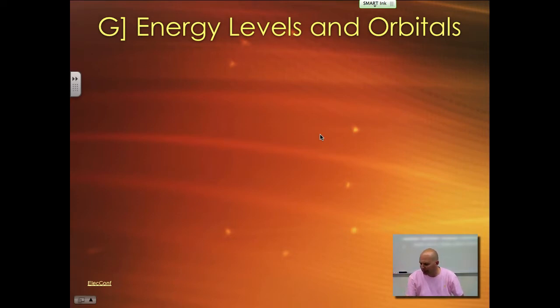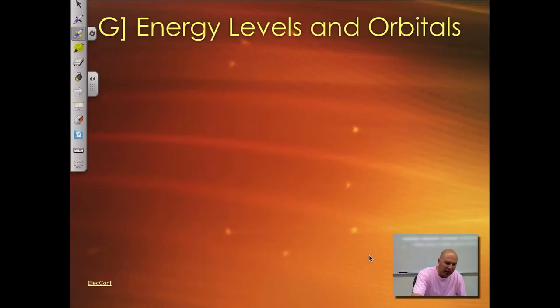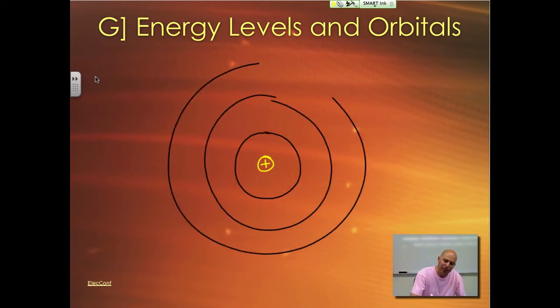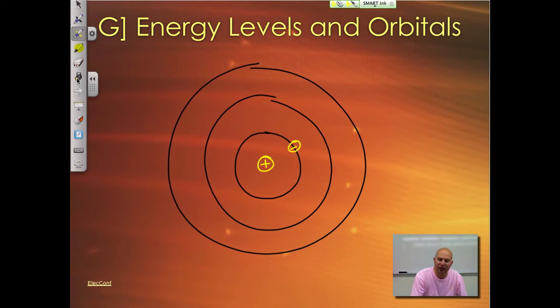What we need to recognize is we have locations around the nucleus. Your nucleus is in the center, and around that, we have regions. We're going to see that once there's a certain amount of electrons in an area close to the nucleus, it's full. So no more electrons can go into this area, and then the next electron would have to go into the next level.